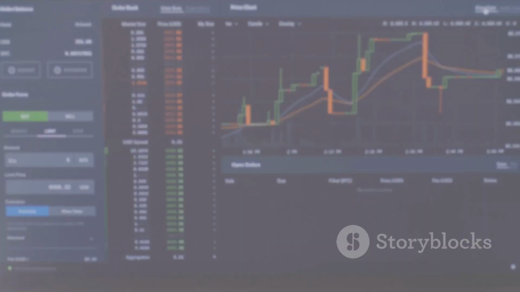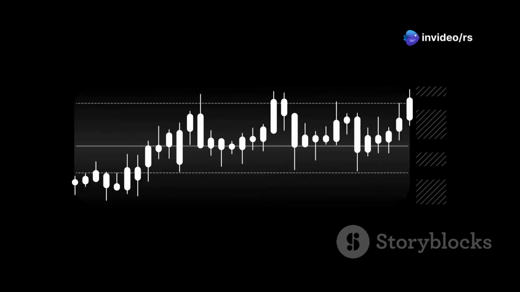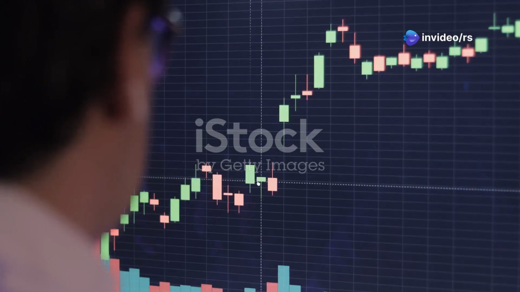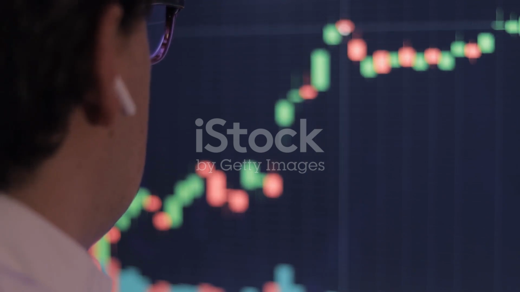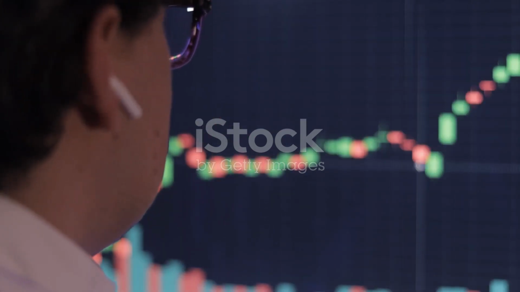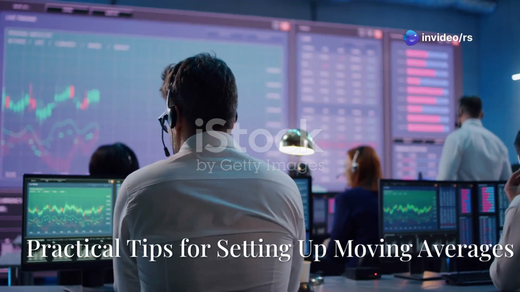Traders often use multiple moving averages with different time frames to confirm trends. For example, they might use a 50-day moving average to identify the long-term trend and a 20-day moving average to spot shorter-term fluctuations within that trend. In this chart, the crossover of the 20-day moving average above the 50-day moving average generates a buy signal, indicating a potential uptrend. Conversely, a crossover below would suggest a bearish trend.